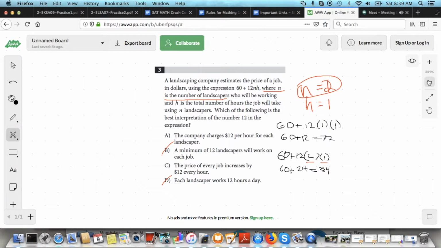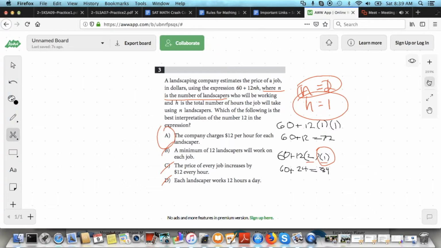So that means, anyone know which answer choice we can eliminate now, knowing that? C. We can eliminate C. Right, because the hours didn't increase. It's still 1 hour. H was still 1. But the price of the job went up because each landscaper cost 12 per hour. Does that make sense? Guys, does that make sense? Yes or no? What questions do you have about that one?